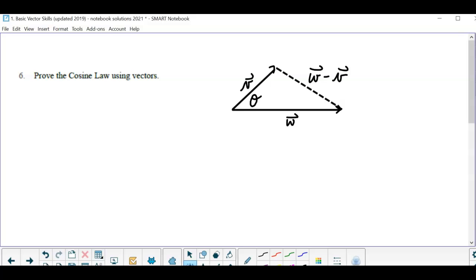So we have to pretend that we don't know it. How we did it without vectors was we split it into two right triangles. So here, I'm going to split this into two right triangles. Then use what we talked about yesterday. So we're given V and W. This vector here is vector V projected on W. So it's the projection of V on W.